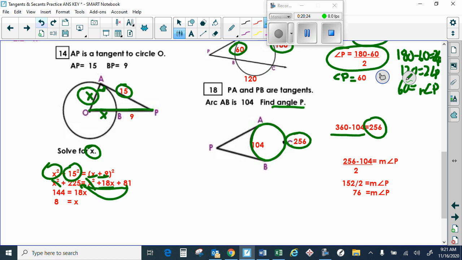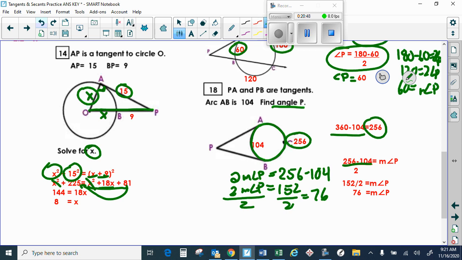So now I do have those two arcs, which is what I need. Outside minus the inside divided by 2 equals the measure of the angle. Or I could have gone outside minus inside equals double the measure of angle P. Then I have 152 equals 2 times the measure of angle P, and divide by 2, and I get 76 that way. Same thing. All right, that goes ahead and ends it.